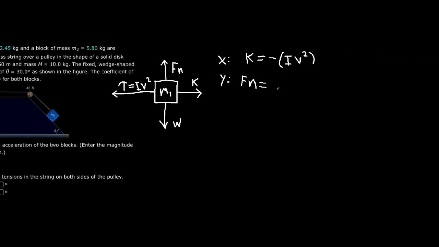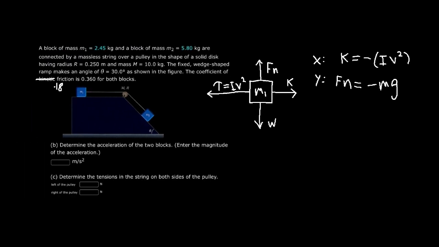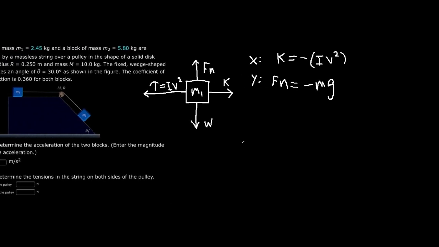So that's where I'm getting these positive and negative values from. So normal force is equal to negative weight. But actually, let's write that as mg. And now we can plug it in and solve. We can plug it in, see what we have. So K, what is our static friction?